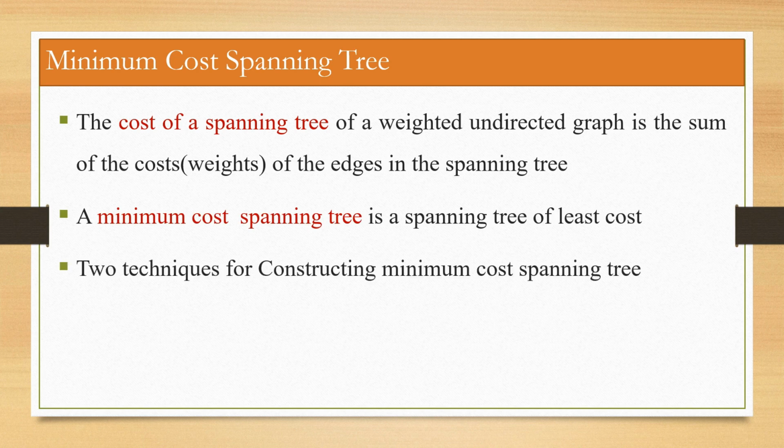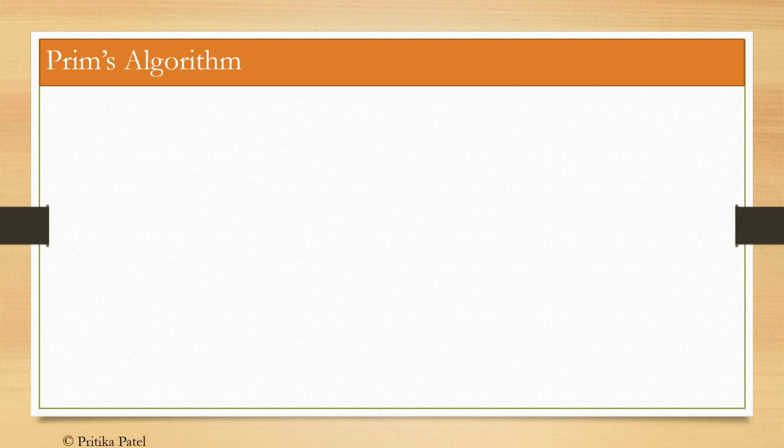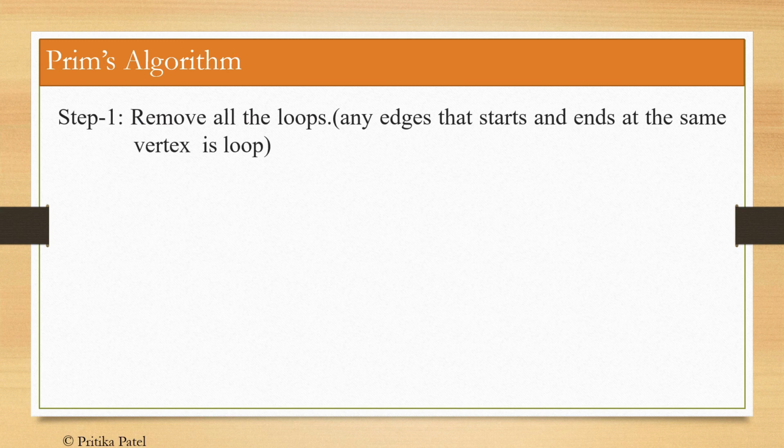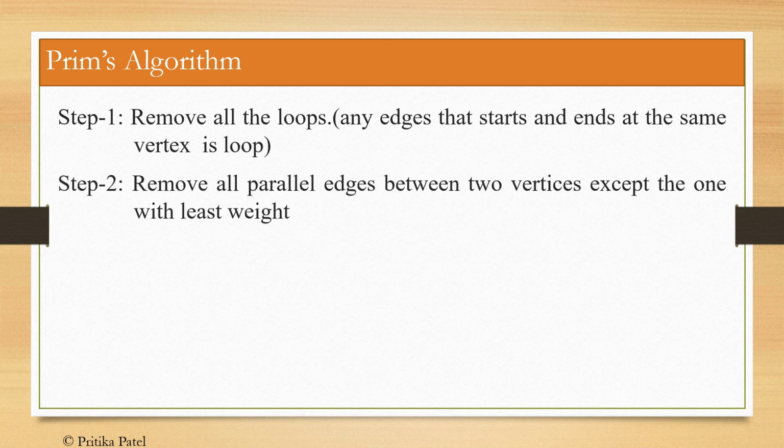There are two popular techniques for minimum cost spanning tree: Prim's algorithm and Kruskal's algorithm. The first one is Prim's algorithm. Step number 1, remove all the loops. A loop is any edge that starts and ends at the same vertex. Step number 2, remove all parallel edges between two vertices except the one with least weight.